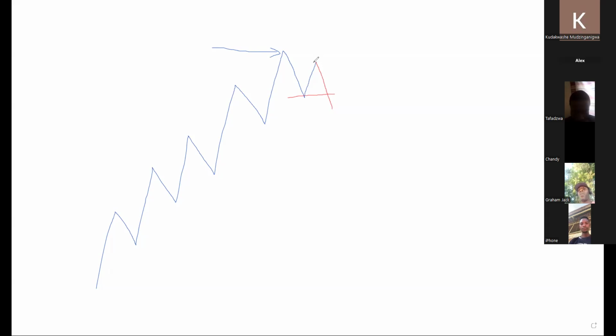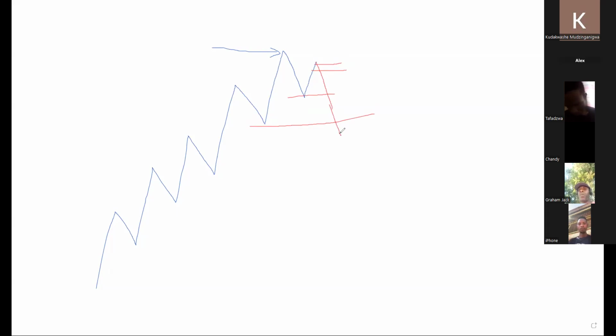I mark the order block, the last buy before I sold. That's the first thing I do. And now I wait for my break of structure, right? And when my structure is broken, what do I do again?